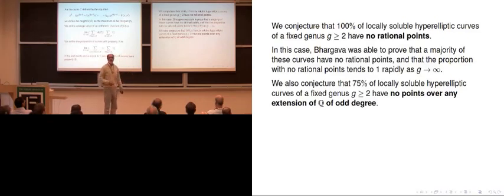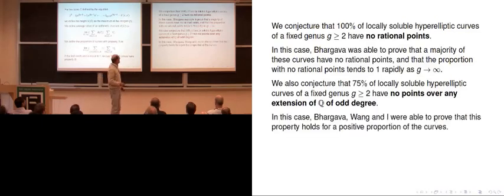And if you want to know why 75%, you should speak with Jerry. But we can prove that a positive proportion of curves have this remarkable property of no points over any extension of odd degree. And I want to try to sketch the proof of this result of Manjul's and this slightly more general result that we have in this lecture.